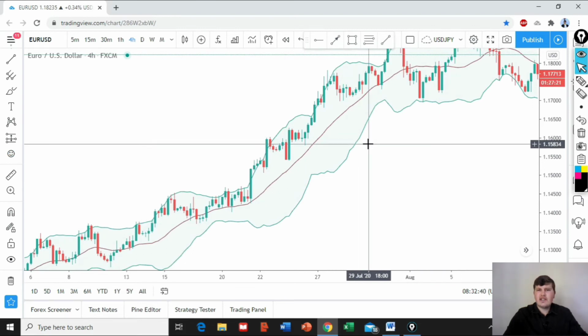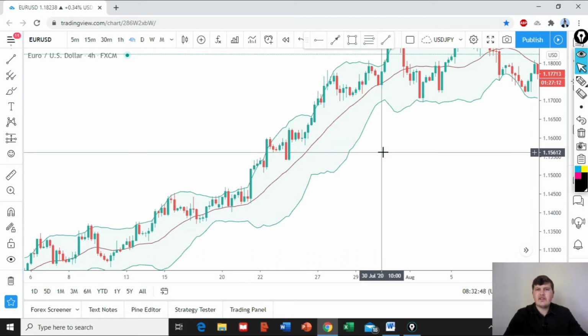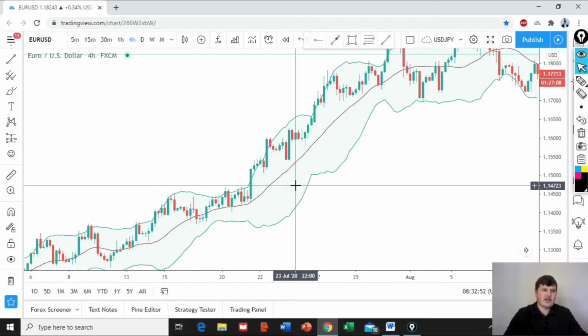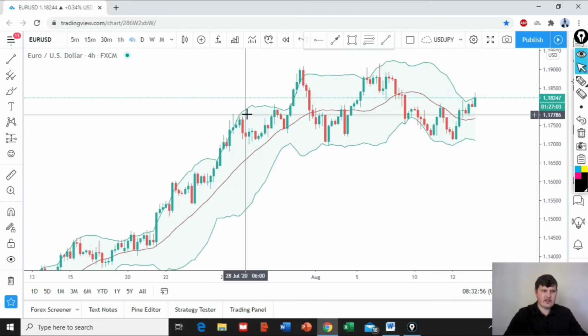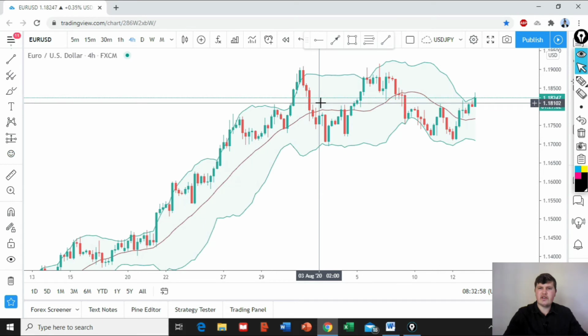So this is a volatility indicator that is used by traders to determine the specific market direction, and these bands automatically adjust to changing market conditions. So it automatically adjusts and changes as price action changes in the market.